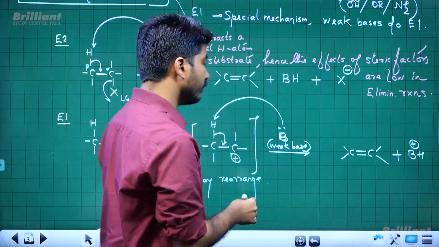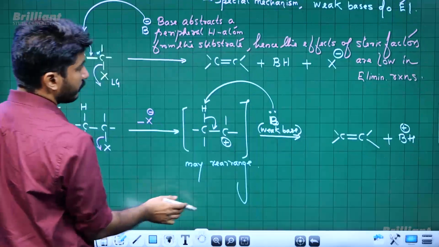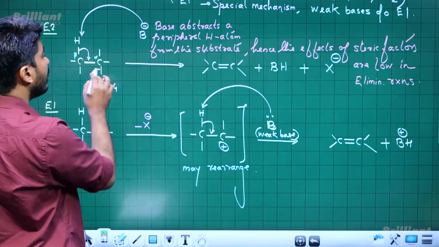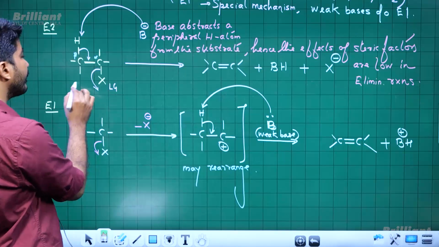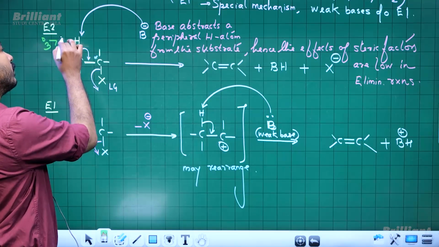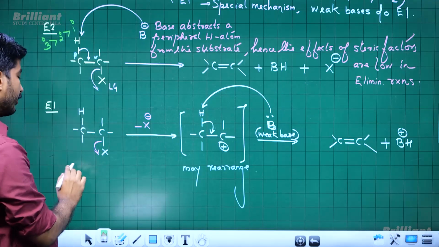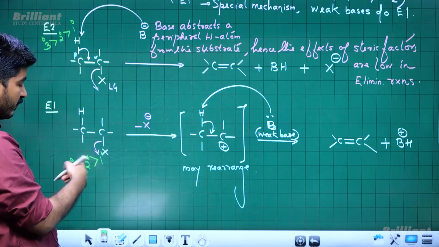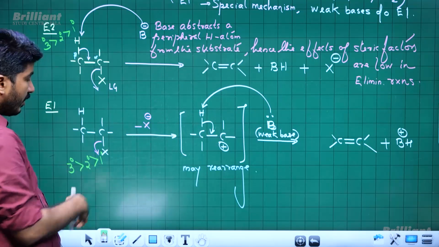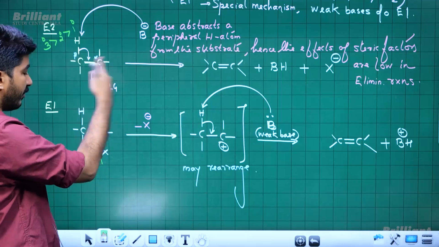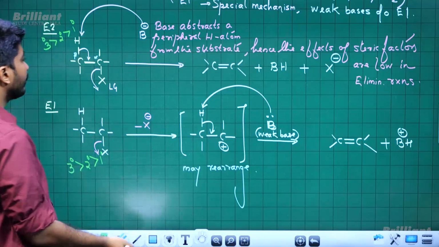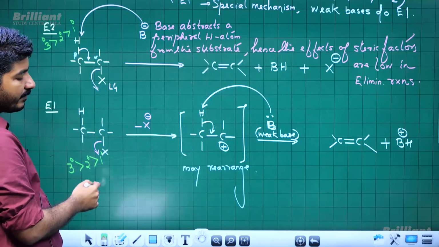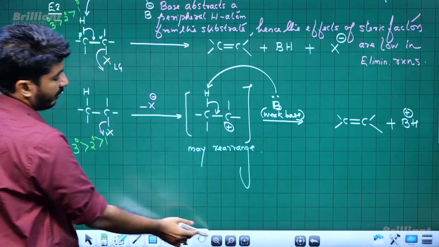In elimination reactions, you may remember that a tertiary haloalkane will be more reactive in E2, and tertiary is more reactive in E1 also. This is based on carbocation stability, that is, based on the alkene stability. So at the end of the day, both mechanisms are highly favored by tertiary haloalkane.